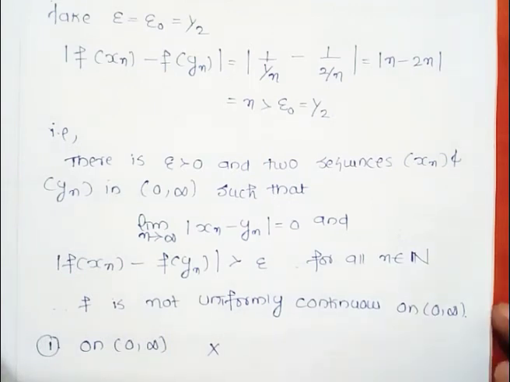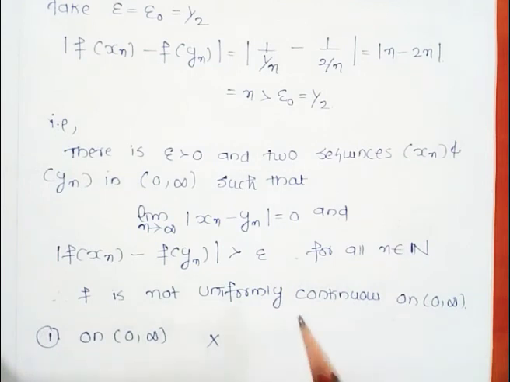So our first option, which says that the function f(x) = 1/√x, x > 0, is uniformly continuous on the open interval (0, ∞), but here we get that f is not uniformly continuous on the open interval (0, ∞). Therefore our first option is also wrong.